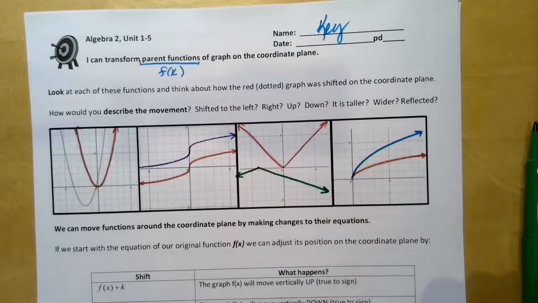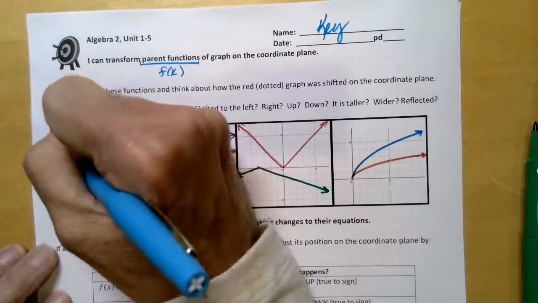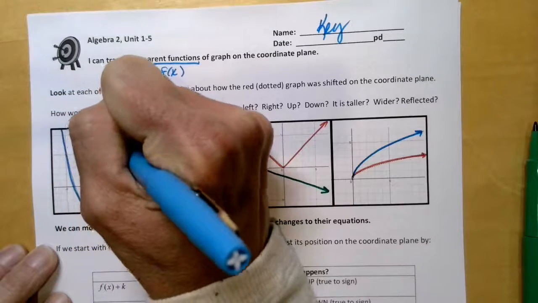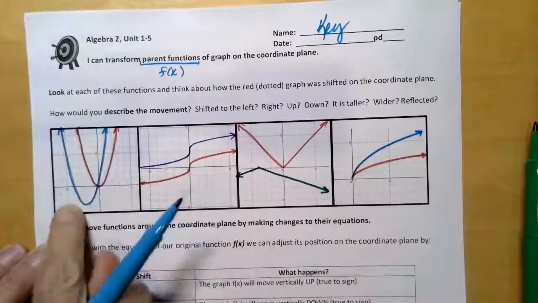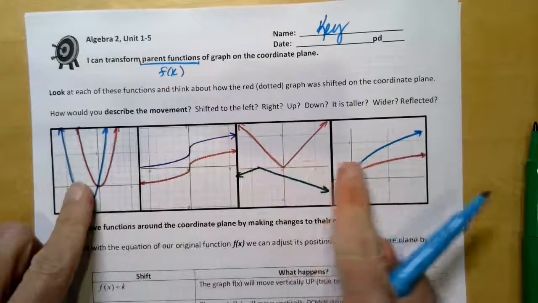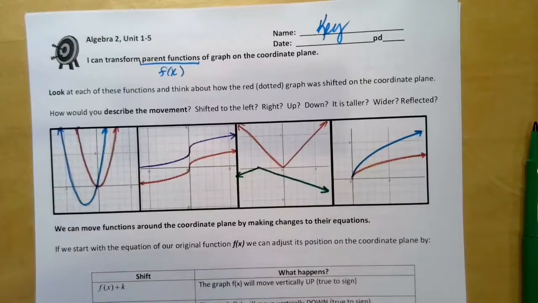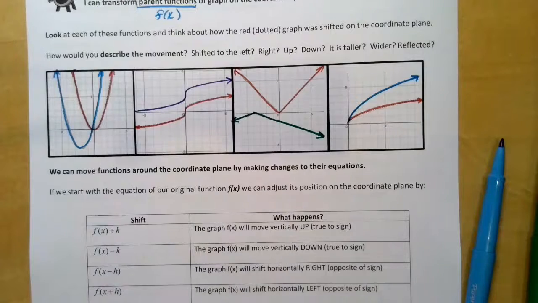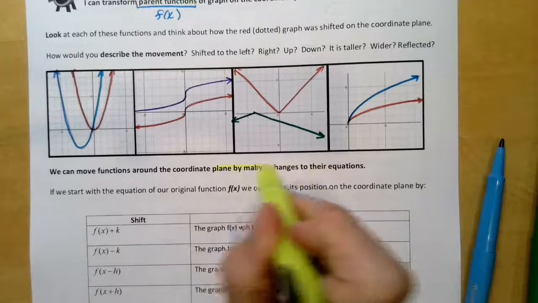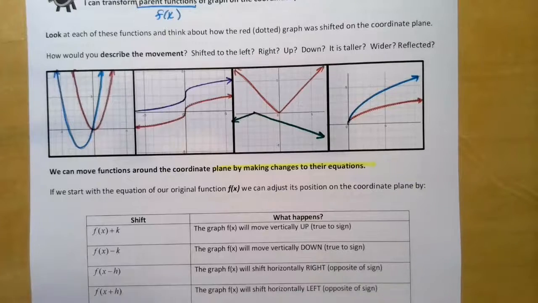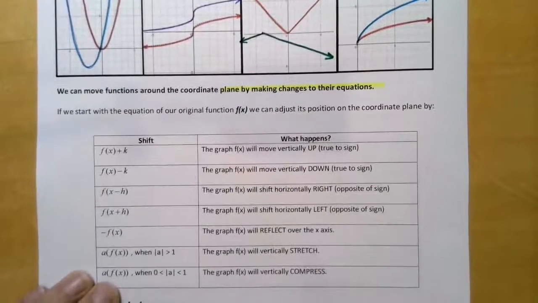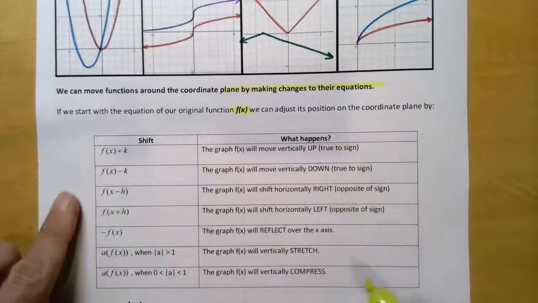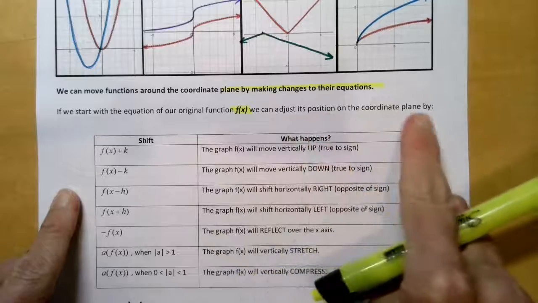And then this one's kind of interesting. Somebody pushed him back and down at the same time. So we kind of ended up moving almost in this diagonal sense. So we're going to talk about each of the things that make that happen for each of these graphs. We can move the functions around the coordinate plane by making changes to their equations. And these changes we make to the equations follow some pretty great rules. If we start with our original function, remember we have f of x to start with, we can adjust its position on the coordinate plane.